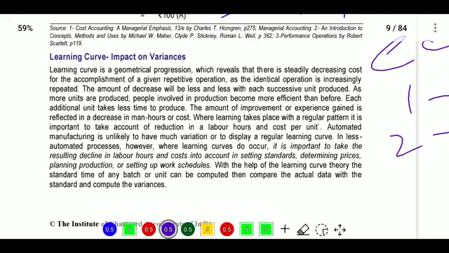That is the case. This is the learning curve. Next, the amount of decrease will be less and less with each successive unit produced. For the first unit produced it will take much time, the second time it will take less time, and it will decrease less and less accordingly.